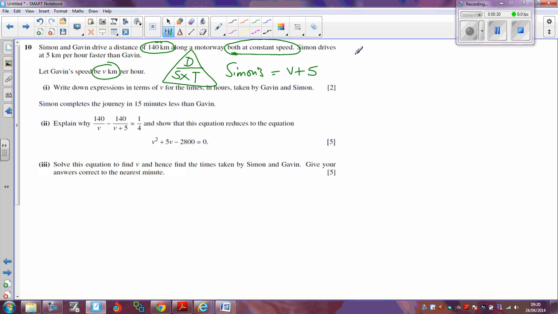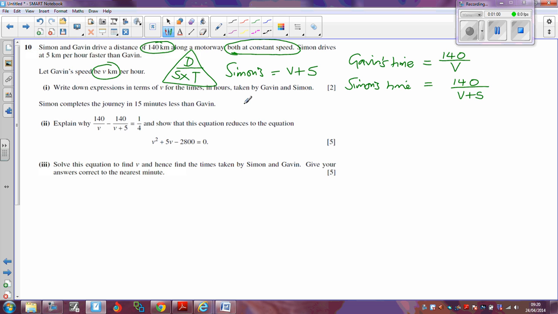Now in each case, in order to work out Gavin's time, it's going to be his distance divided by his speed. Well, his distance is 140 kilometres and his speed is v. And if we then do the same for Simon, then Simon's time is going to be his distance, which is 140, divided by his speed, and his speed is v plus 5.